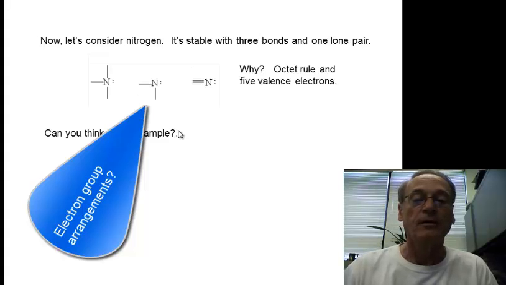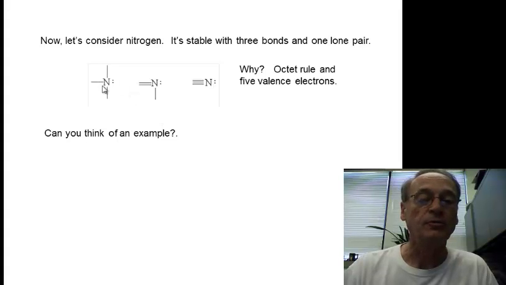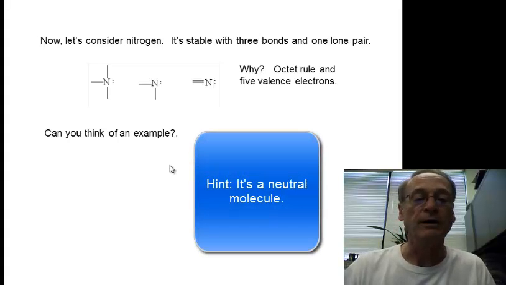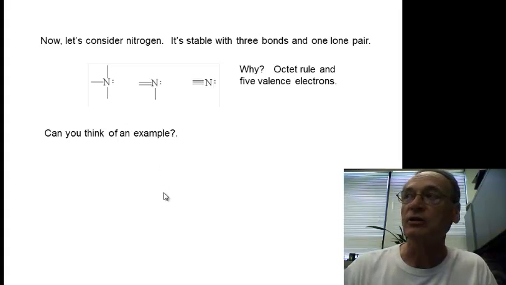Why? Because it follows the octet rule. Again, total of 8 electrons, 2, 4, 6, 8, and 5 valence electrons, 1, 2, 3, 4, 5. Can you think of an example from general chemistry that we learned about where nitrogen has 3 bonds and a lone pair and is a neutral molecule?